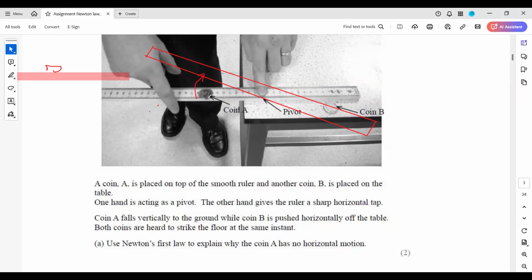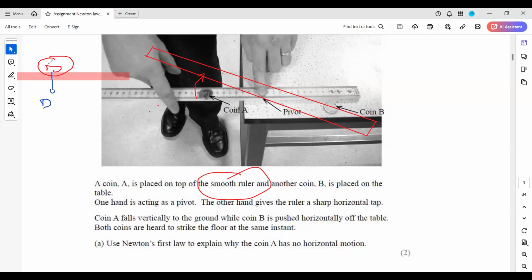this ruler does not have friction. As I mentioned here, it's a smooth ruler. So there is no resultant force in the horizontal direction. If there is no resultant force in the horizontal direction, and the weight is balanced with the downward force, because the downward force is due to the weight, but I will use the term downward force.